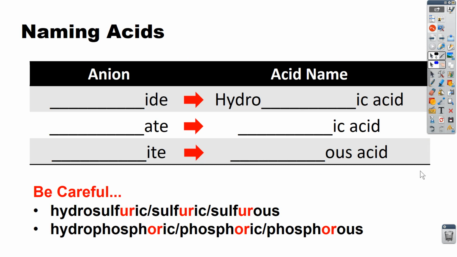All right, so here's a table that shows you: if the anion ends in "ide," we'll make that acid into a hydro-ic acid. If the anion ends in "ate," it'll be an ic acid. If the anion ends in "ite," it'll be an ous acid. Now be careful. If you look at the very bottom here are some exceptions. We wouldn't say hydrosulfic acid, it would be hydrosulfuric acid. And then we wouldn't say hydrophosphic acid, it would be hydrophosphoric acid.